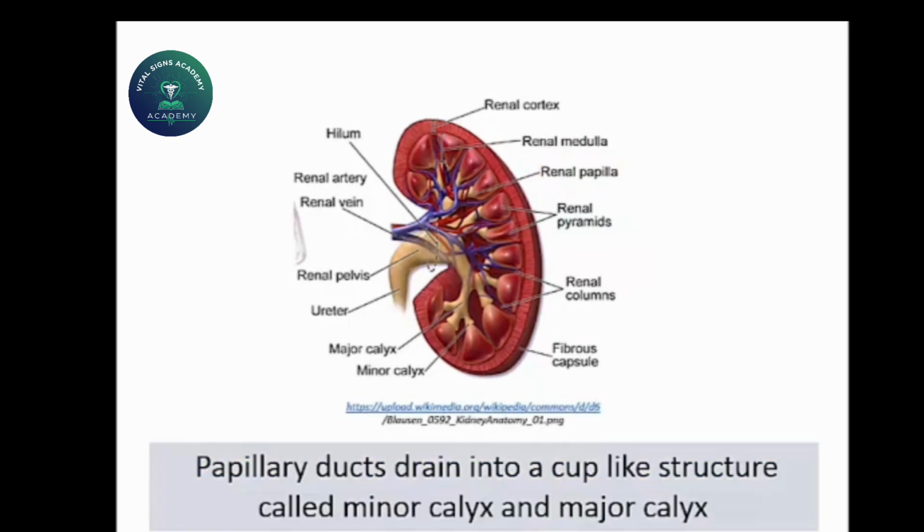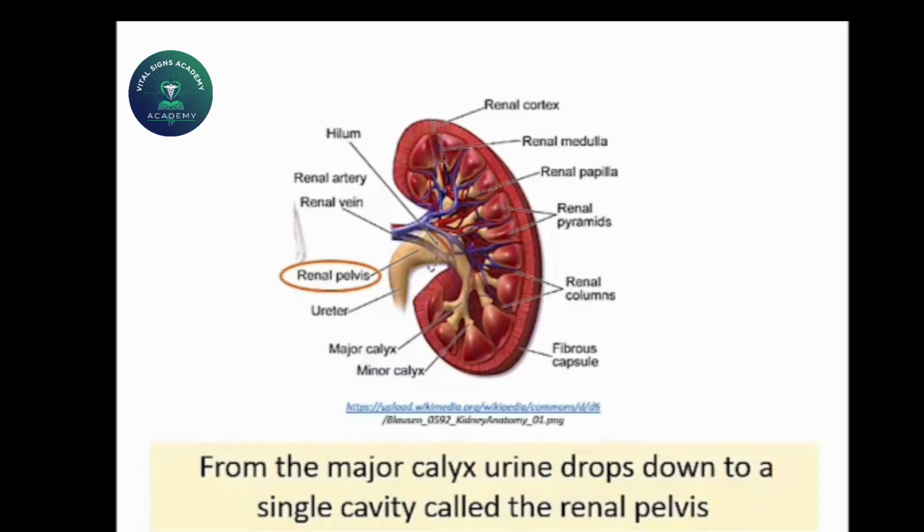Papillary ducts drain into a cup-like structure called the minor calyx, subsequently forming the major calyx. This portion is known as the minor calyx. This portion is known as the major calyx. From the major calyx, urine drops down to a single cavity called the renal pelvis. Here, you can see the major calyces altogether forming the renal pelvis.